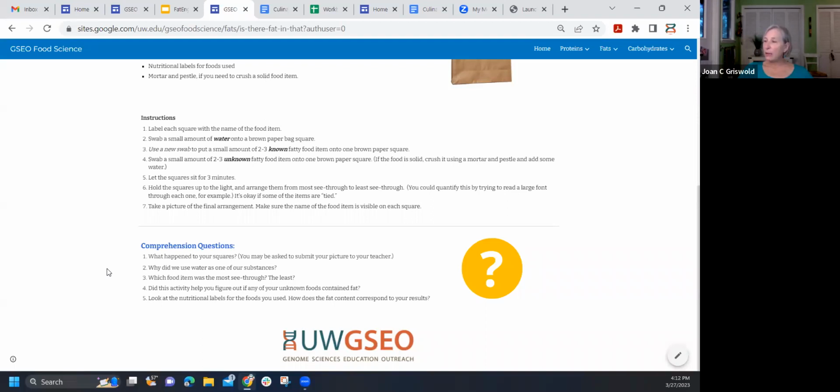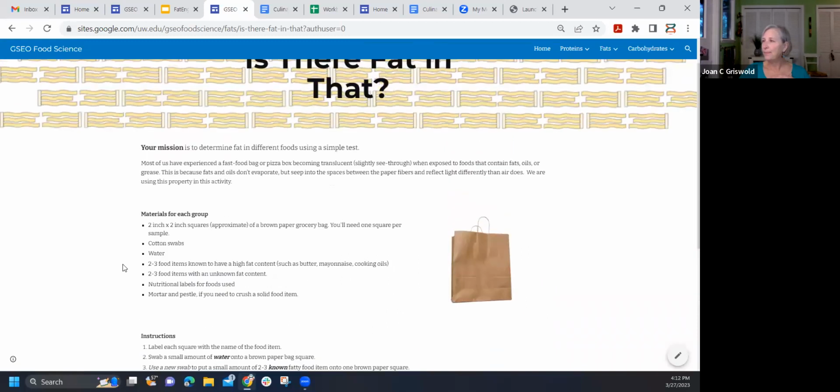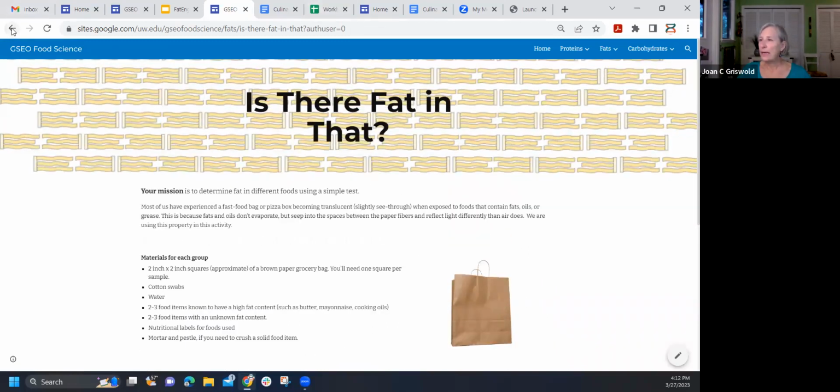And did this activity help you figure out if any of your unknown foods contain fat? And then look at the nutritional label, so go back and see how you aligned those papers and whether they match up to the nutritional labels on the foods themselves? All right.